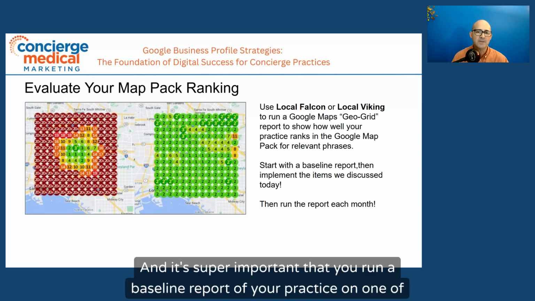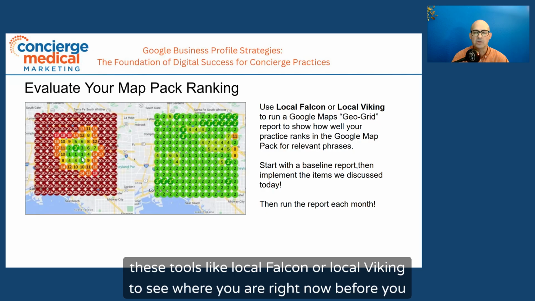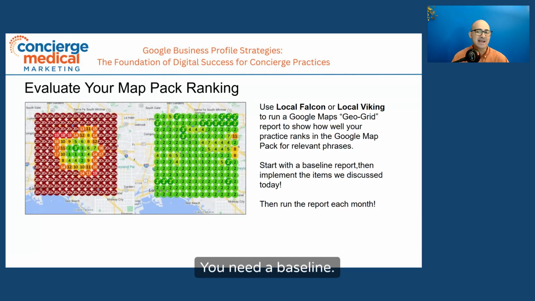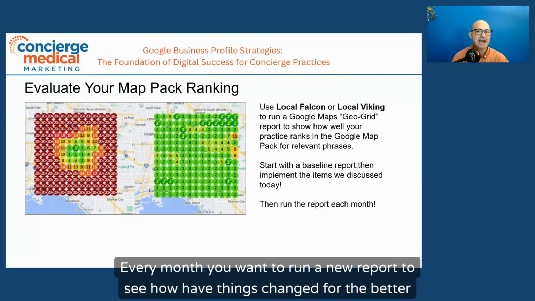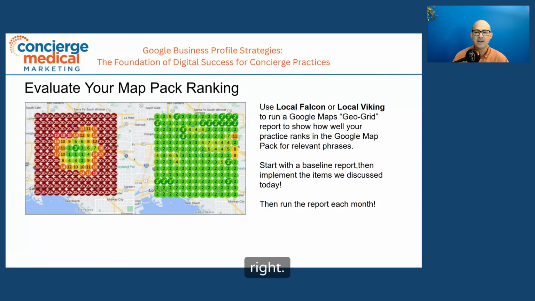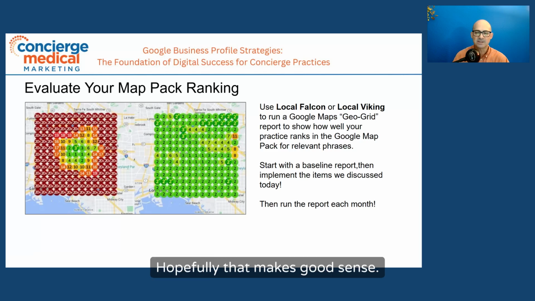And it's super important that you run a baseline report of your practice on one of these tools like Local Falcon or Local Viking to see where you are right now before you implement these changes that I've talked about here in this presentation. Why? You need a baseline. Every month you want to run a new report to see how things have changed for the better over time, simply because you implemented the things that I'm teaching you about today. All right. Hopefully that makes good sense.